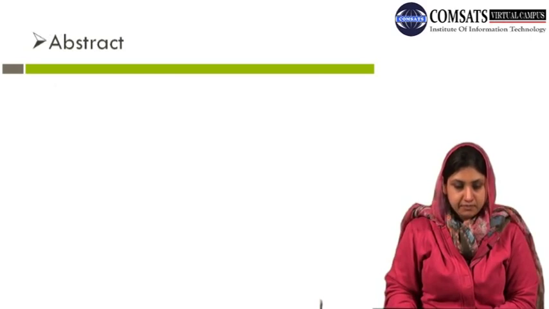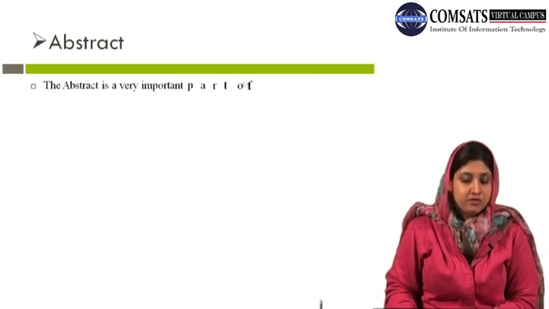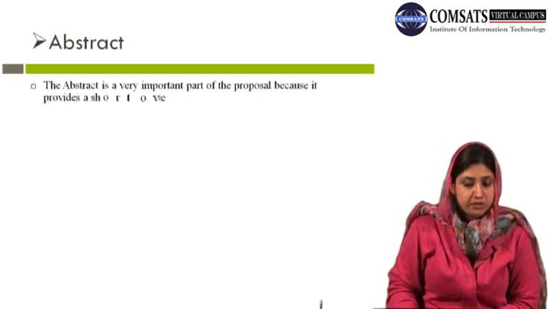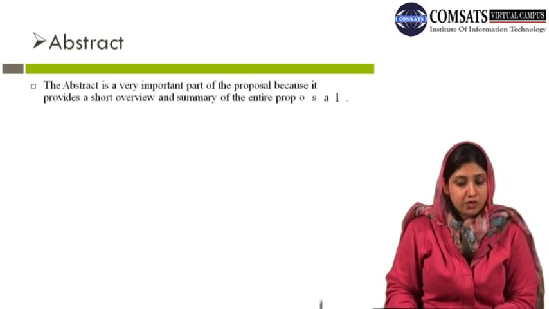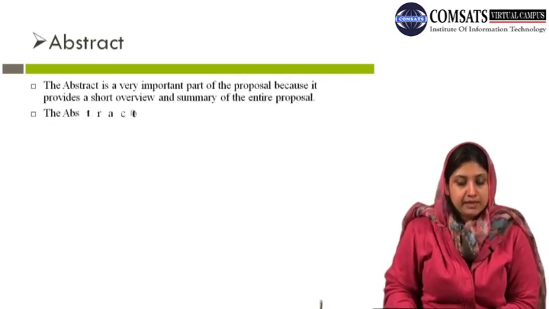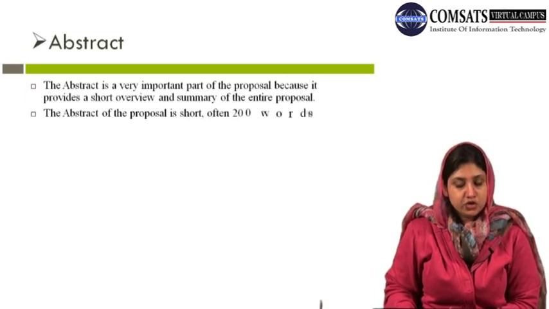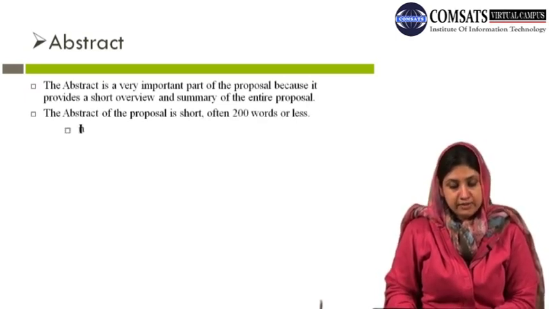proposal, the proposal's date of submission, the signature of the project director and responsible administrators in the proposed institution or company. Well, the abstract is a very important part of the proposal because it provides a short overview and summary of the entire proposal. The abstract of the proposal is short, often 200 words or less.